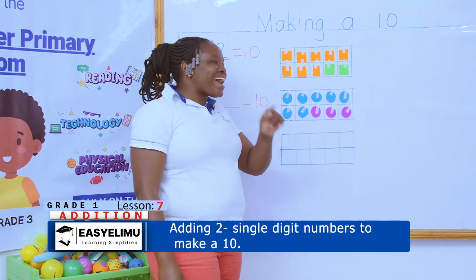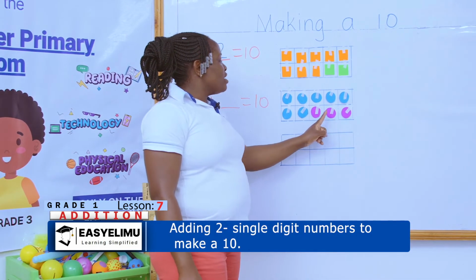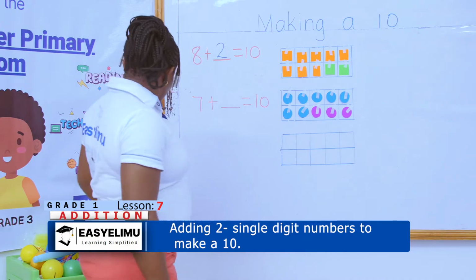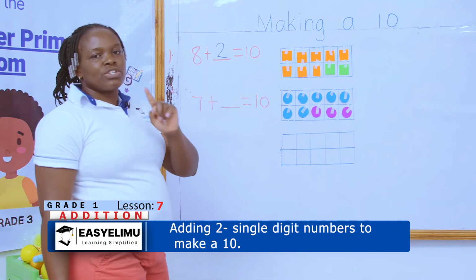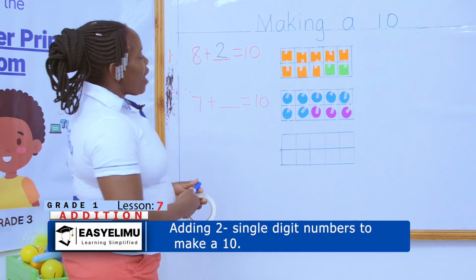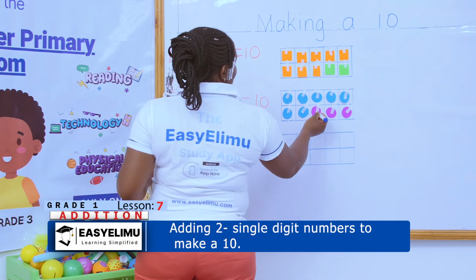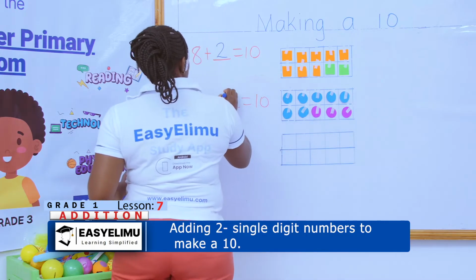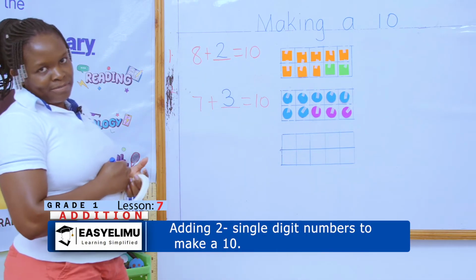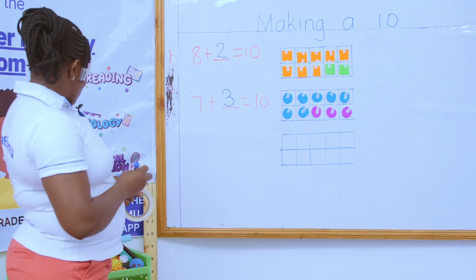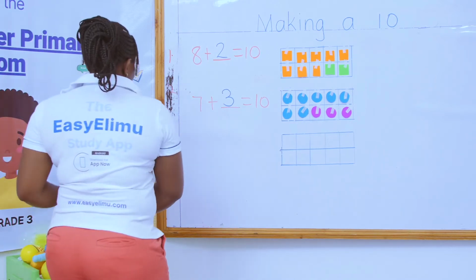And the counters that I added are 1, 2, 3. So in other words, we are asking ourselves, which number do I need to add to 7 to get a 10? Which number is that? 1, 2, 3. So I need to only add a 3 to a 7 to make a 10.